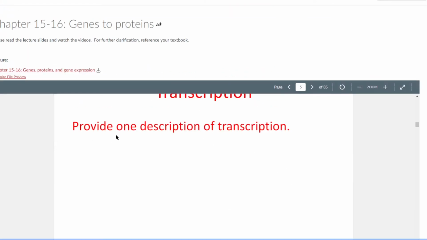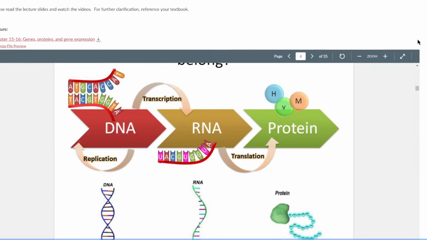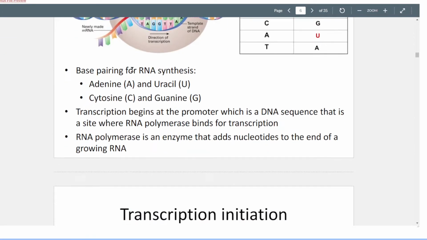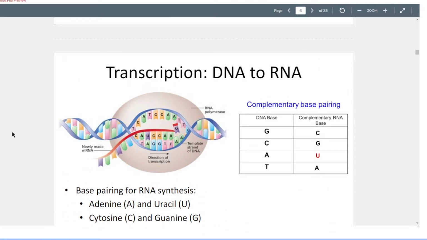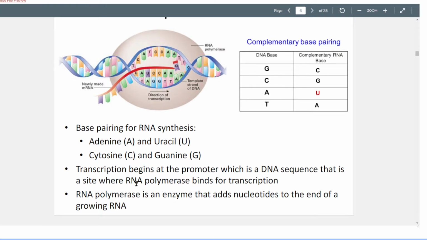So let's start with transcription, which is from DNA to RNA. What we're going to do is make a complementary base. What that means is GC, CG, because we know guanine and cytosine pair together, and thymine for DNA, but you see here uracil and adenine bind together in RNA. So here it would be GCUA. That would be the complementary pair of RNA.